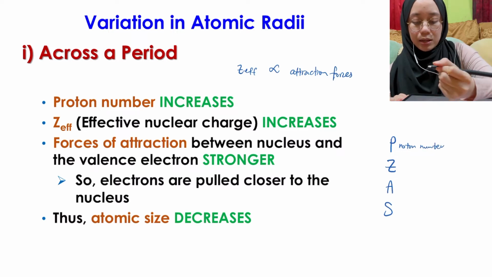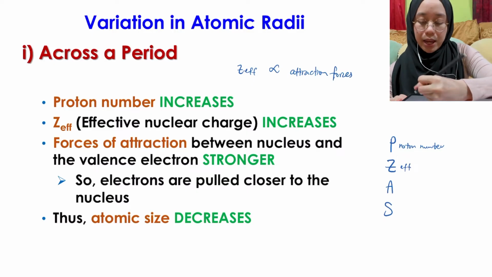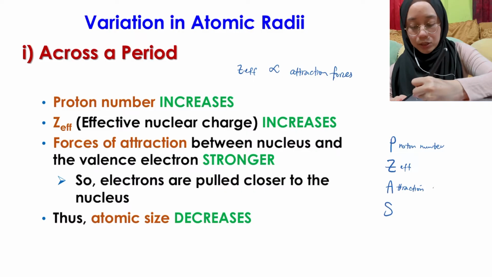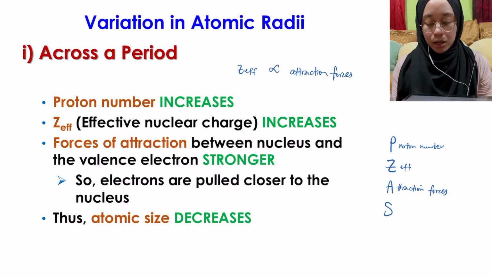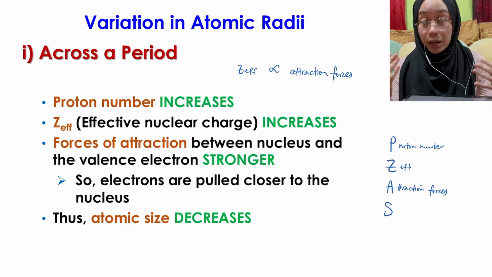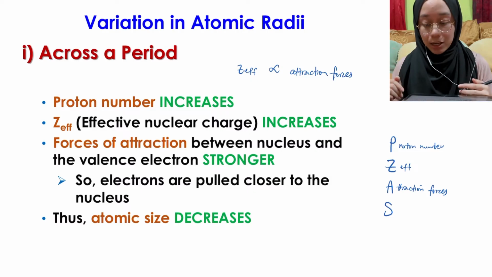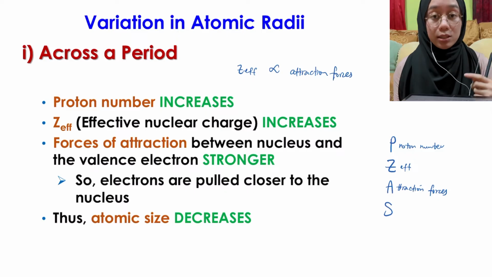Okay, and then the Z is the ZEF. And then A is the attraction forces. But class, don't just simply write attraction forces. You have to make sure your sentence is complete. Attraction forces between nucleus and electron. More specific, valence electron. Nucleus and valence electron. Or forces of attraction between nucleus and valence electron.